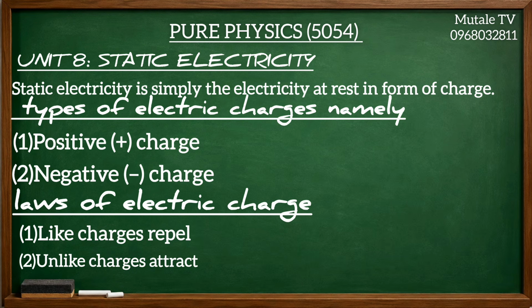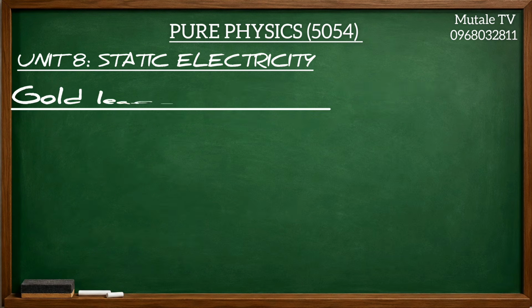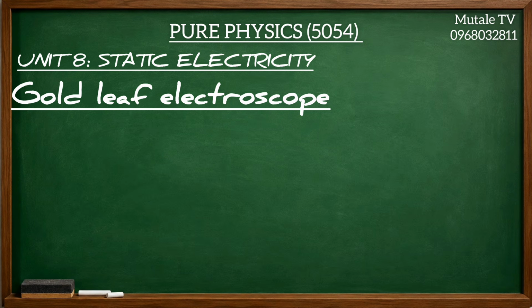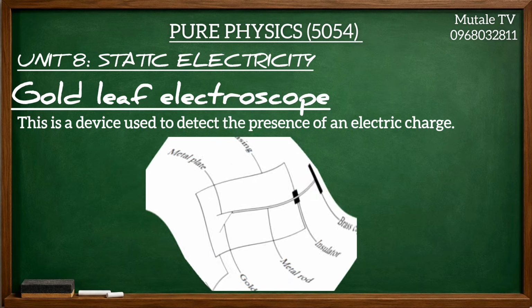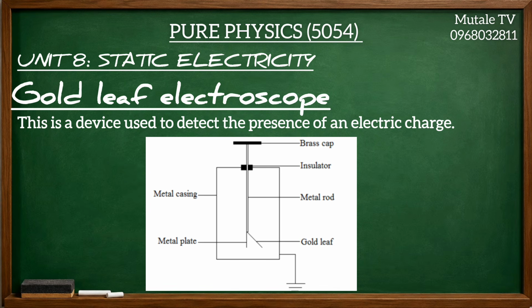Now let's look at an instrument which is called the leaf electroscope. This is simply a device used to detect the presence of an electric charge. A gold leaf electroscope consists of the following parts: the brass cap, the insulator, the metal rod, the gold leaf, the metal plate, and the metal casing.